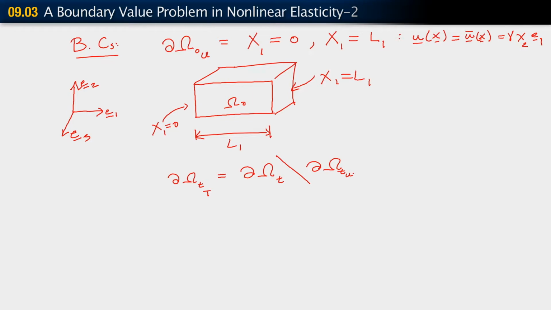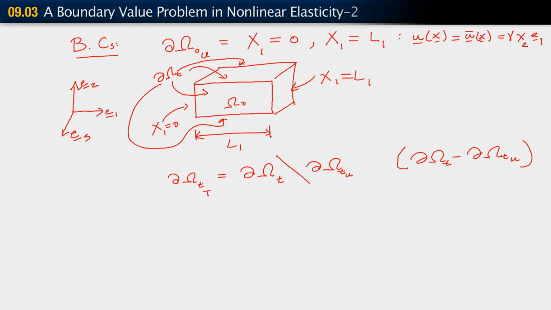You can literally think, sometimes people write it as, some authors choose to simply write it as partial of omega t minus partial of omega t u. It's everything else, right? The other boundaries are all traction boundaries. So what this means is that partial of omega t is everything else. It's that boundary, it is that one, it is this one, and it is also the one on that surface. All of those make up partial of omega t.